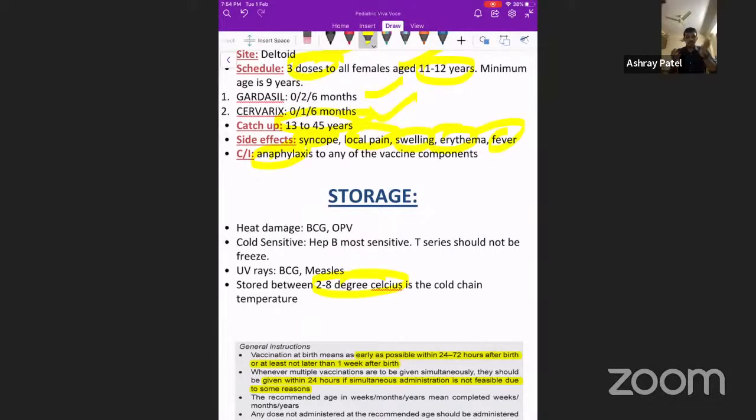Then they might ask you which is heat sensitive and which is cold sensitive. Heat sensitive are BCG and OPV. Cold sensitive, the most sensitive is hepatitis B. Then comes the T-series vaccines, or DPT, tetanus. All these vaccines, whichever has T with it, are sensitive to cold and hence they should not be frozen. Then which are sensitive to light? That is BCG and measles, hence they come in amber colored bottles. So the ones sensitive to UV rays are BCG and measles. And cold storage temperature, as already mentioned, is 2 to 8 degrees Celsius.